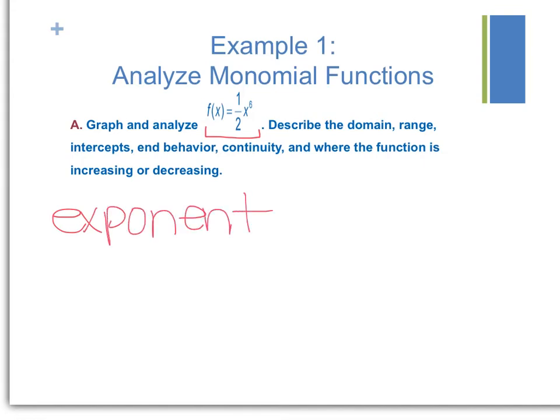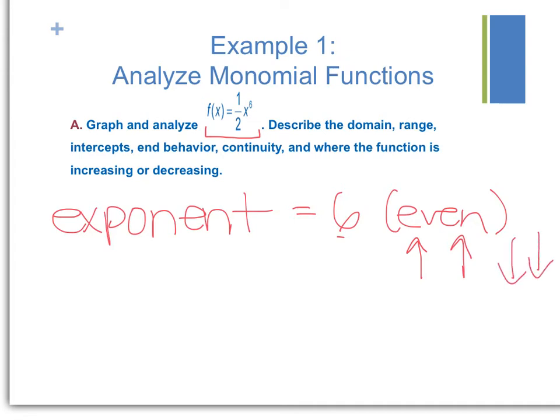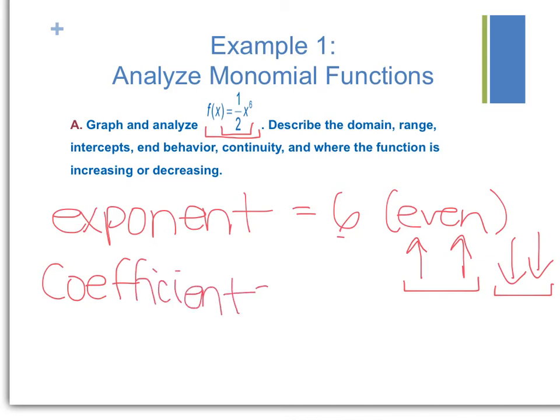Now, the exponent is equal to 6, and since 6 is even, I know that both of my ends should be either pointed up or both pointed down. Both my end behaviors have to be pointed in the same direction anytime my exponent is even. Now, to determine whether they should both be pointed up or pointed down, I look at the coefficient. Since my coefficient is a positive 1/2, anytime our coefficient is positive and our exponent's even, our end behaviors are both going to be pointed up.